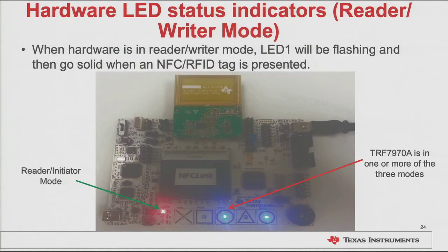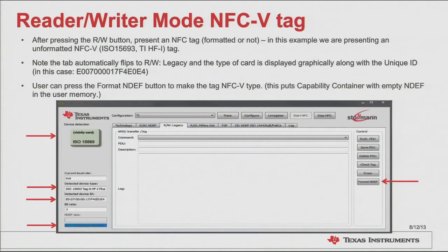When the hardware is in reader-writer mode, LED 1 will be flashing, and then go solid when an NFC RFID tag is presented. LED on pad 3 is solid because one of the NFC modes has been selected. After pressing the RW button, present an NFC tag, formatted or not. In this example, we are presenting an unformatted ISO 15693 TI tag.